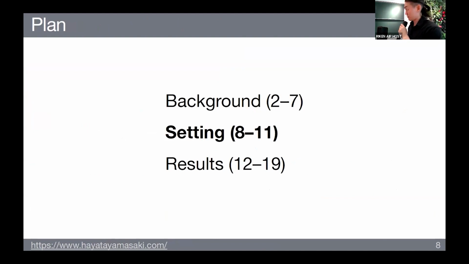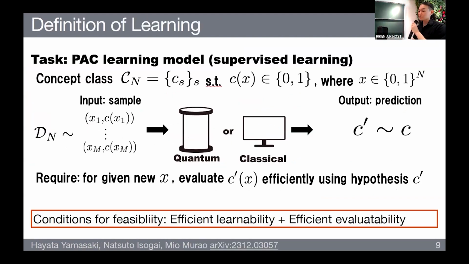So I'd like to clarify more about the setting of our learning task. To show such a computational advantage of learning, we need to work in a conventional setting in computational learning theory. There is a conventional model called the PAC learning model, the probably approximately correct learning model, or PAC model for short. This captures the concept of supervised learning, essentially classification. The task is as follows.